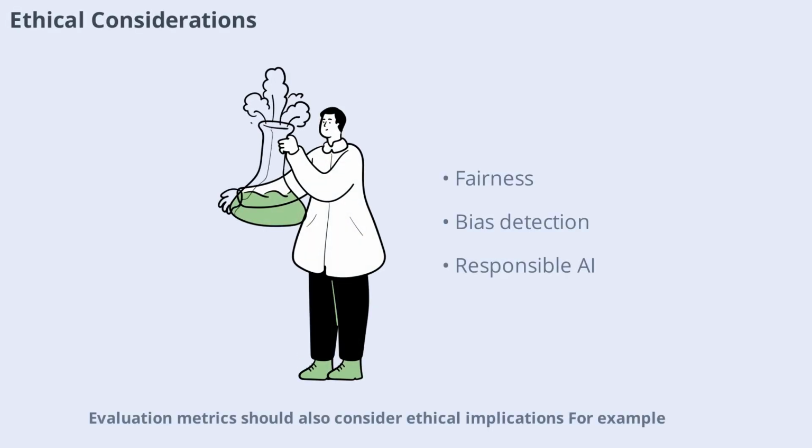Evaluation metrics should also consider ethical implications. For example, a model with high accuracy but biased outcomes can cause harm. Metrics like fairness and equal opportunity are increasingly important in sensitive applications. Always assess whether your metrics reflect ethical standards and promote responsible AI.